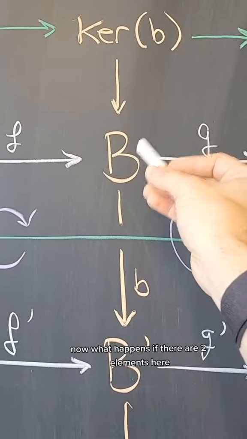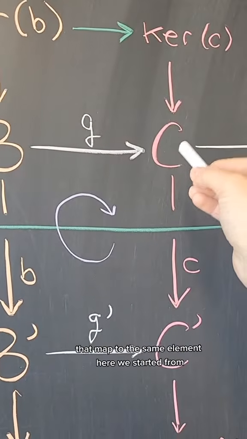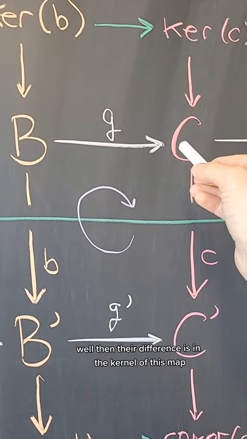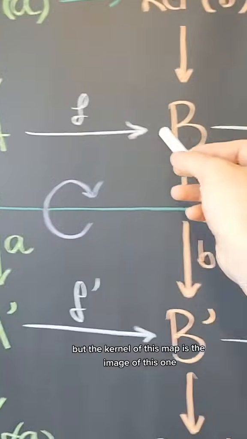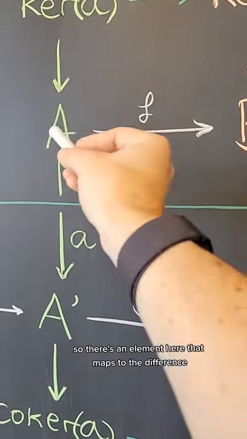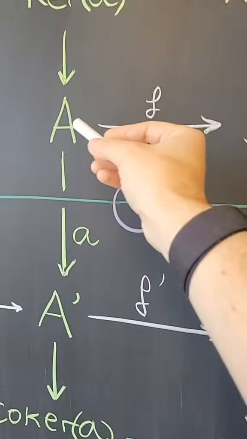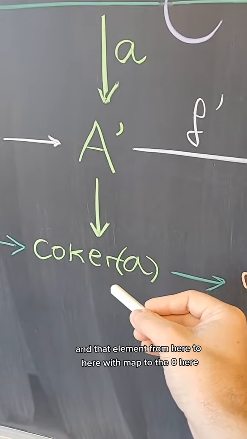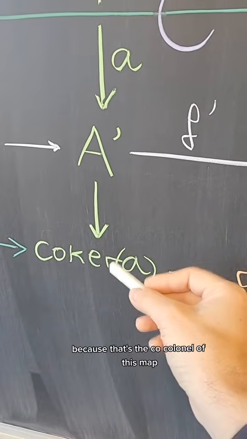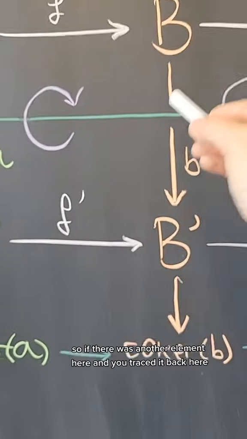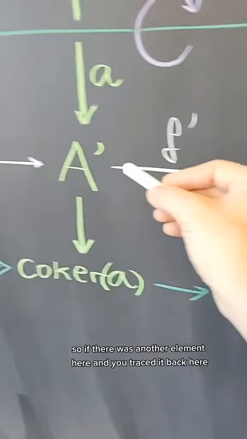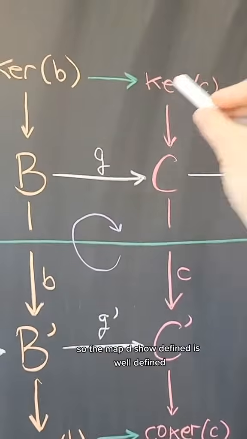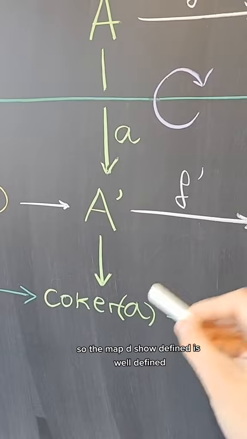Now, what happens if there are two elements here that map to the same element here we started from? Well, then their difference is in the kernel of this map, but the kernel of this map is the image of this one. So there's an element here that maps to the difference, and that element from here to here would map to the 0 here because that's the co-kernel of this map. So if there was another element here and you traced it back here, they would both map to the same element here. So the map D, so defined, is well defined.